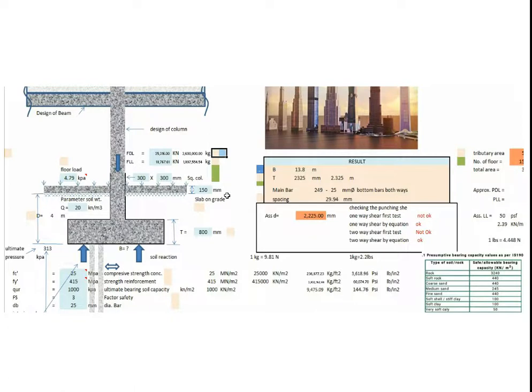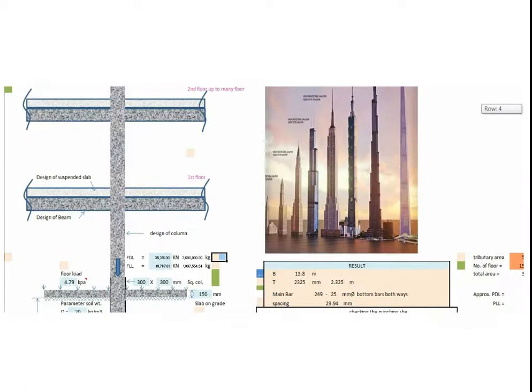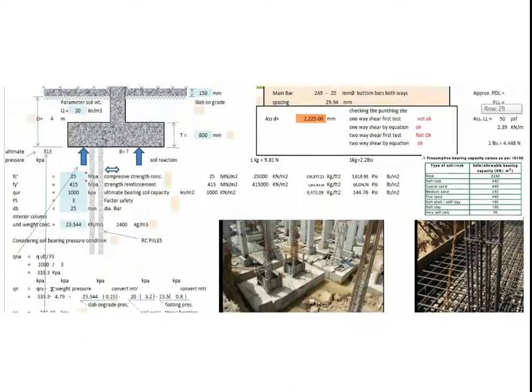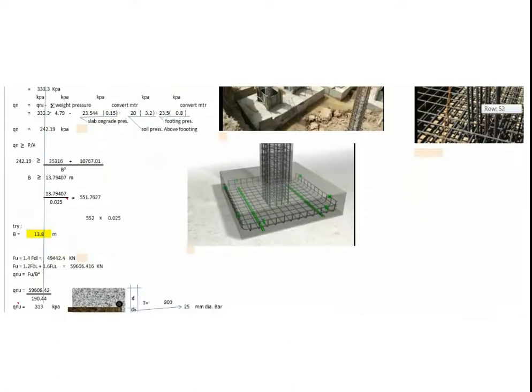Dead loads include the self-weight of structural members, such as walls, plasters, ceilings, floors, beams, columns, and roofs. Dead loads also include the loads of fixtures that are permanently attached to the structure.